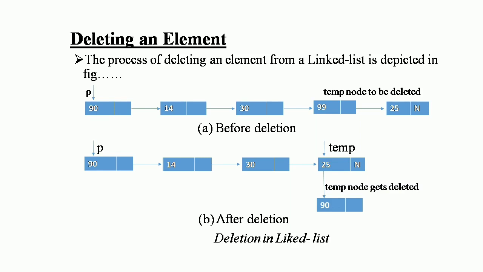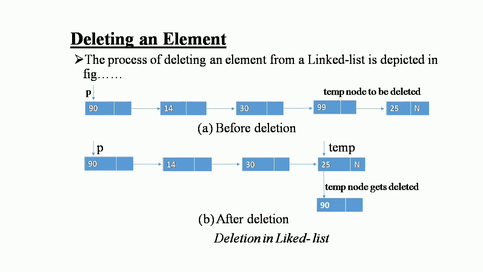That node is connected to another node whose data is 14, which is connected to another node whose data is 30. That 30 node is connected to 99, and 99 is connected to 25. After that we have null, so there is no element after that. That is no data. Temp is the node to be deleted.